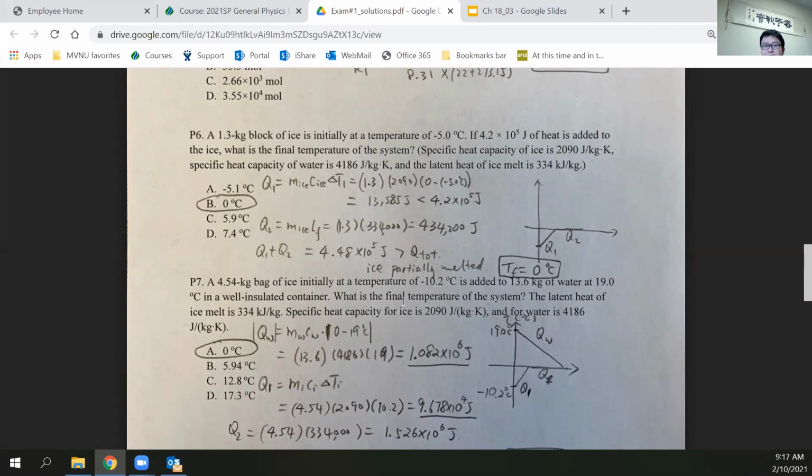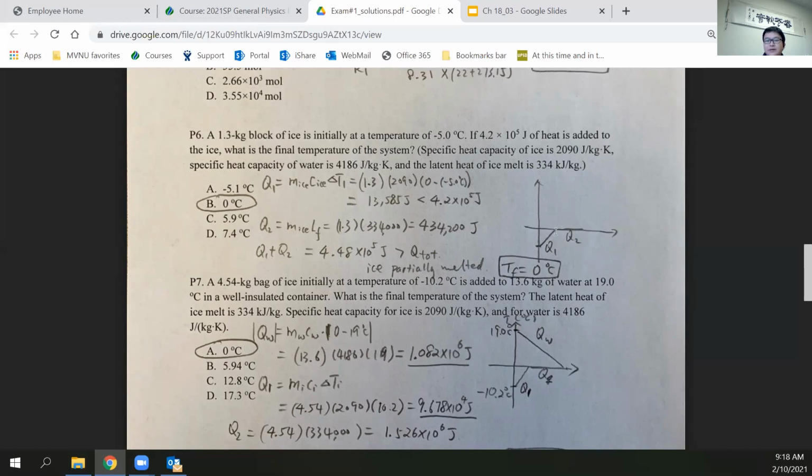So as I mentioned in class, you can just examine the process one by one. The first step is to raise the temperature of the ice to 0 degrees, Q1, and then compare that to the heat added. So Q1 is less than the total heat. That means the ice will begin to melt.